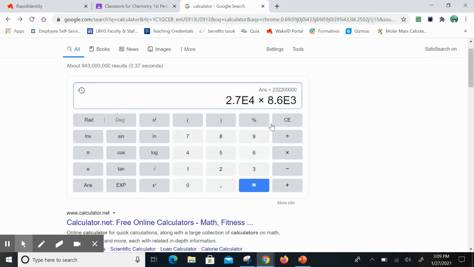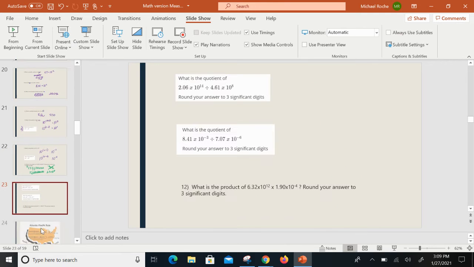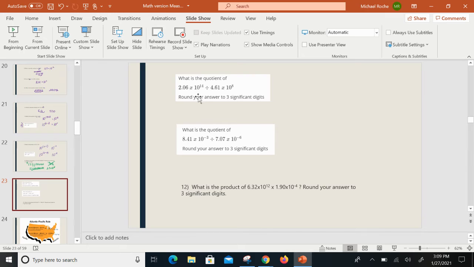To the third. So that means times 10 to the. Then you just hit equals and it gives you the same answer. All right, and there is a button here that makes it go back to scientific notation. I just don't know where it is. Anyway, all right. So next problem, 2.06 times 10 to the 14th.